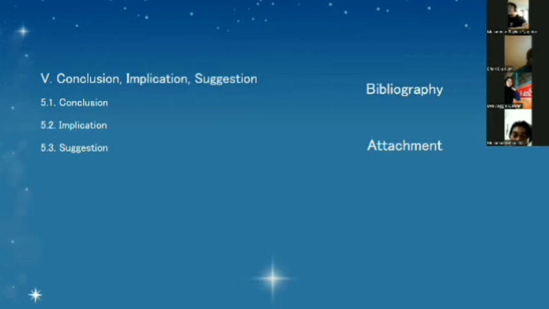So there's conclusion, implication, and suggestion. As you can see, there is also more about these things: conclusion, implication, and suggestions. And also there's some attachment and bibliography. Conclusion, we already know about conclusion. It means a summary in the paper which will be included in the paper. And also there are suggestions. We already know that because we're going to talk more about it by the next presenter.